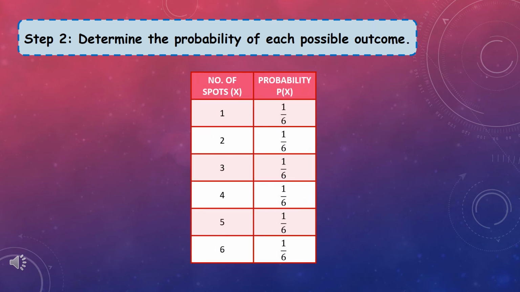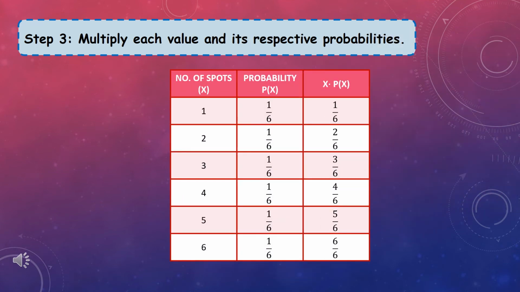Step 2 is to determine the probability of each possible outcome. So, ano ba yung mga probability niya? We have 1 over 6, pare-pareho lang sila. Ayan. 1 over 6 for 1, 1 over 6 for 2, 1 over 6 for 3, 1 over 6 for 4, 1 over 6 for 5, and 1 over 6 for 6.